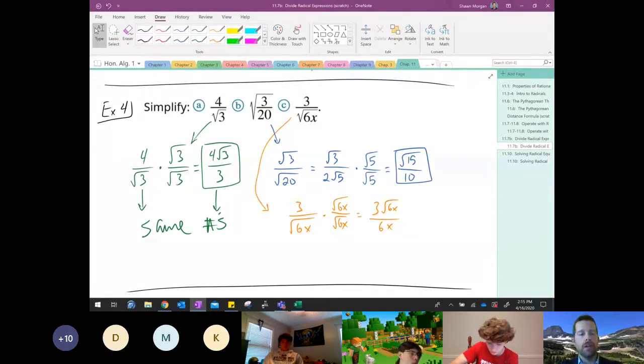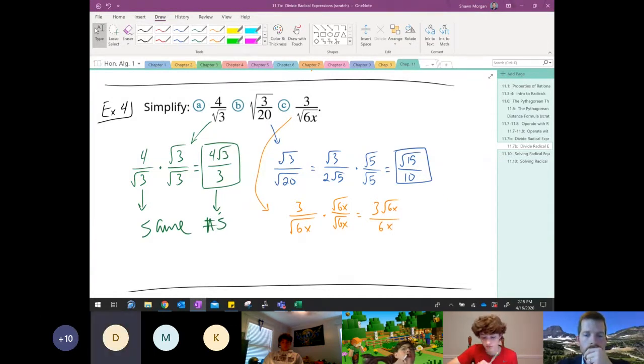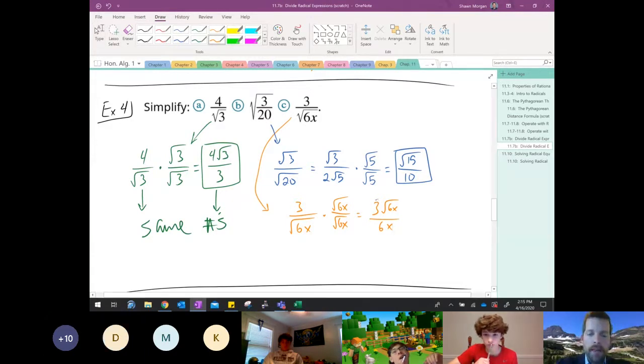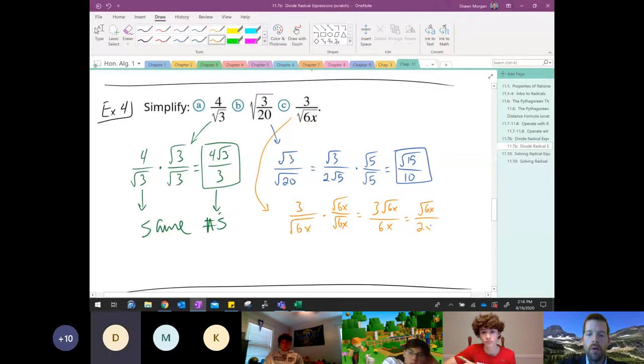All right. What do you want to do to this fraction? Would it be cancel? Very good. We're going to cancel a common factor. Look at that. The numerator's got a factor of 3 in it. The denominator also has a factor of 3 in it. So how about we simplify the fraction at the end? So we got the square root of 6x over 2x by just taking out that common factor of 3.